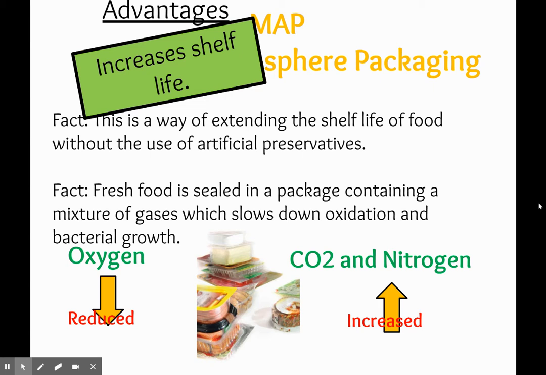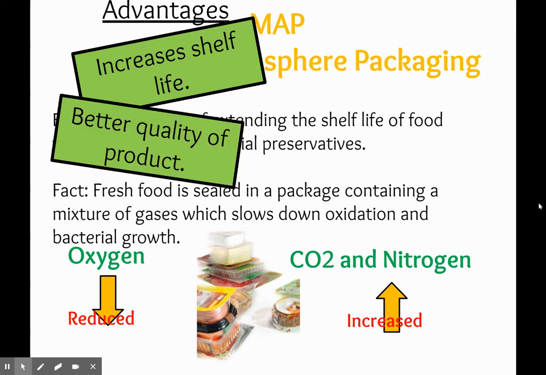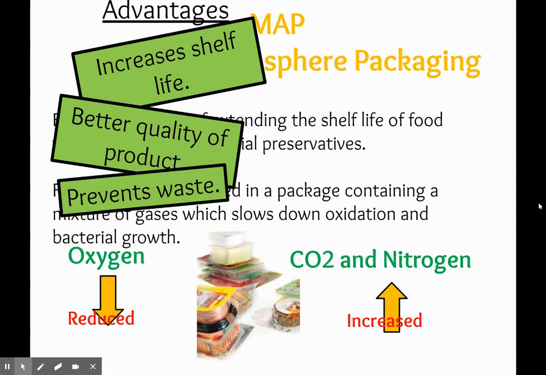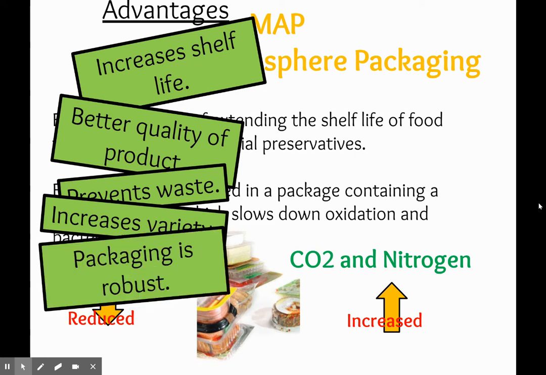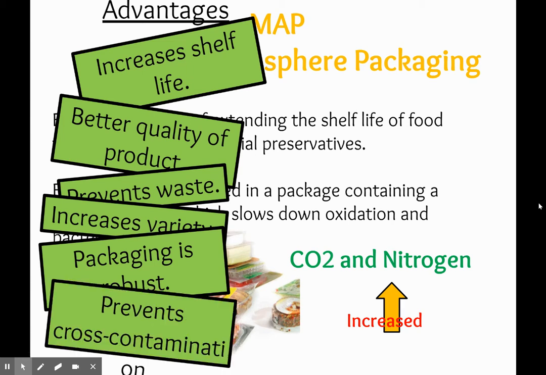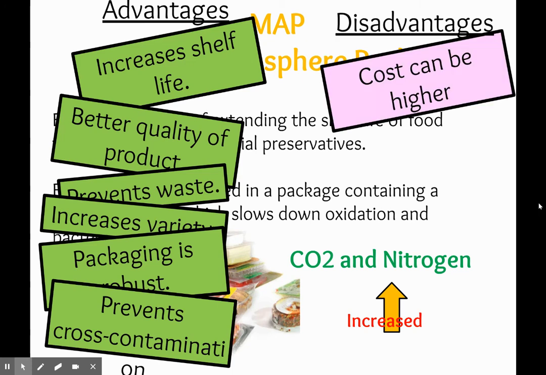So, some advantages are that MAP packaging increases shelf life. We believe it to be of better quality. It helps to prevent waste, as we don't need to throw things out, things tend to last longer. Increases variety for us, we've got more food choice available to us. Packaging is robust and strong, and it prevents cross contamination either in the fridge at home or even in supermarkets.